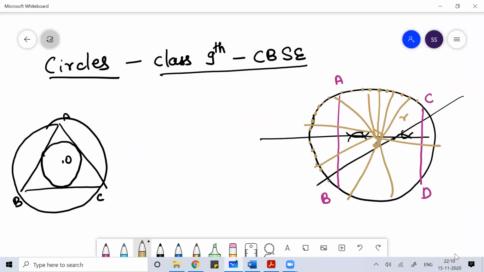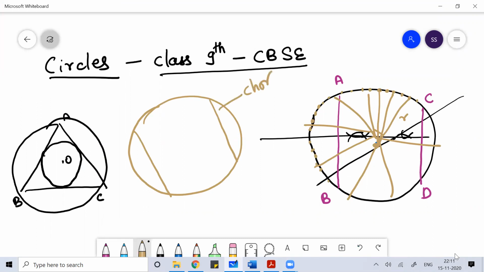if you draw a line which connects one end of the circumference of the circle to the other end, that is called a chord. Whenever you have a circle, any line which connects one end of the circumference to the other end is called a chord. And the longest chord is the chord which passes through the center of the circle, and that chord is called the diameter of the circle.